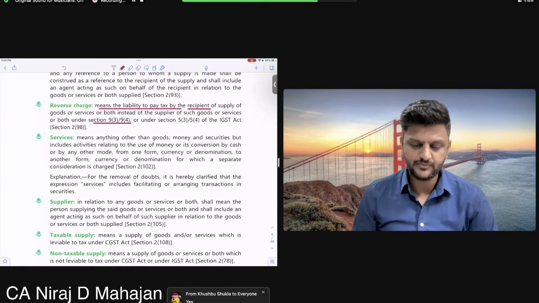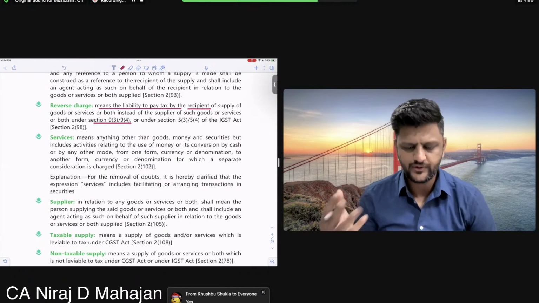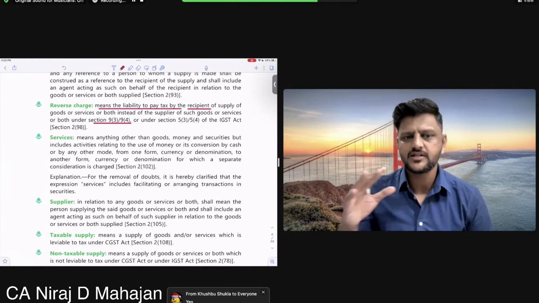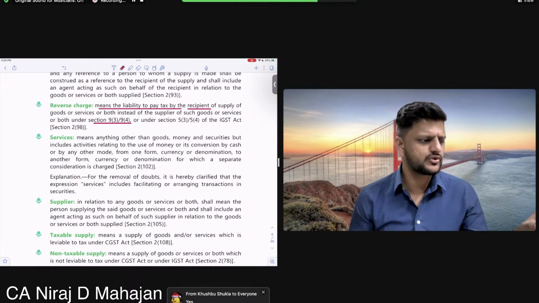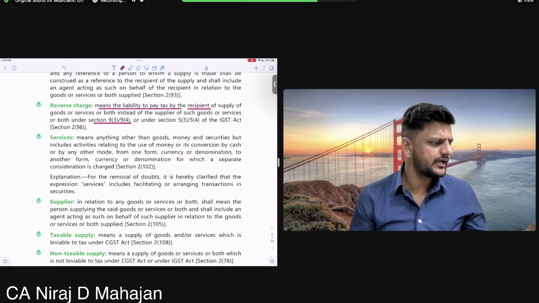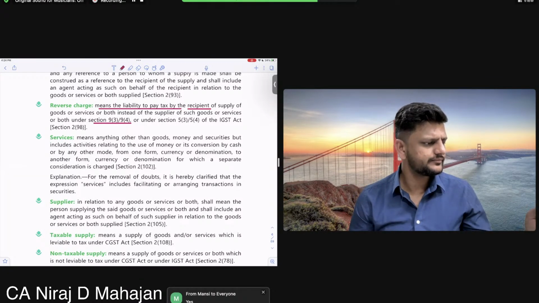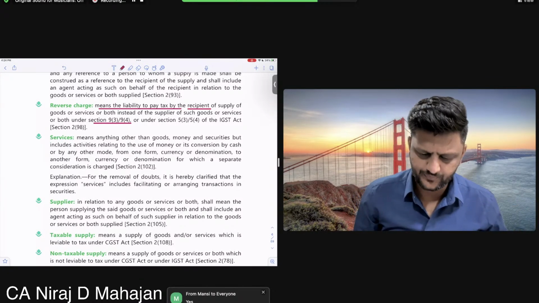And those details of transactions which are given in 9(3) and 9(4) we have to cover now. We have covered section 7 and section 8 also. Section 7 was supply, section 8 was composite and mixed supply, that also we had seen. Correct, everybody?